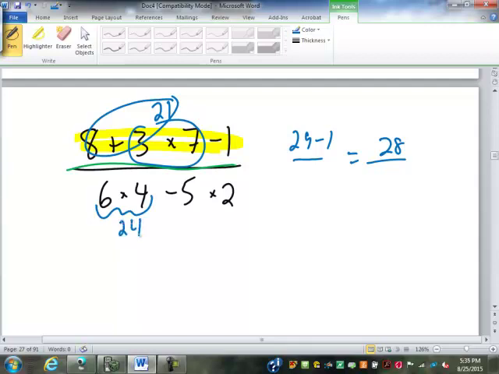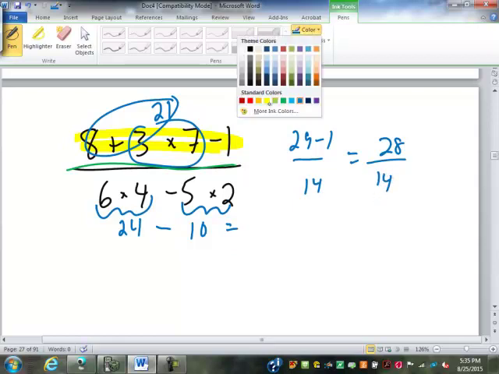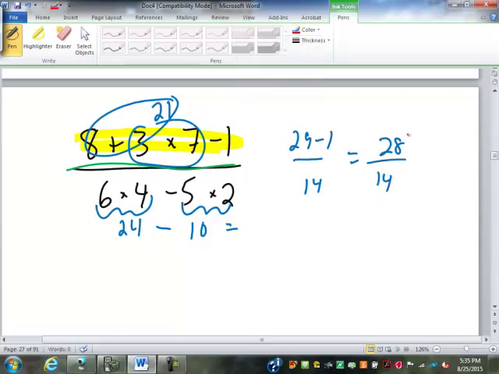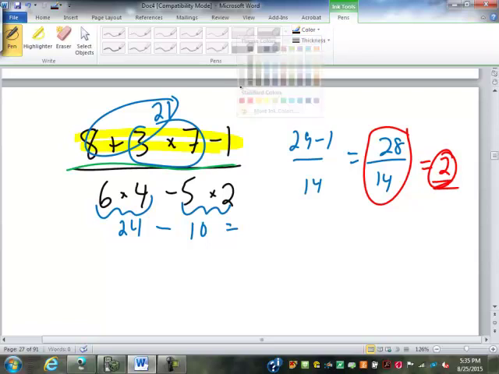24. And then? 5 times 2, which is 10. 5 times 2 is 10. Then 24 minus 10. Okay, 24 minus 10 is 14. And finally, 28 divided by 14 is 2. Okay. Anybody have any questions on that?